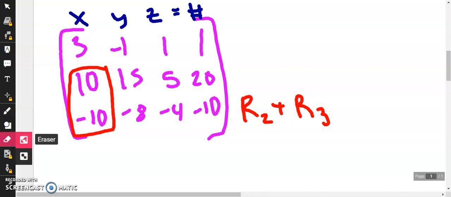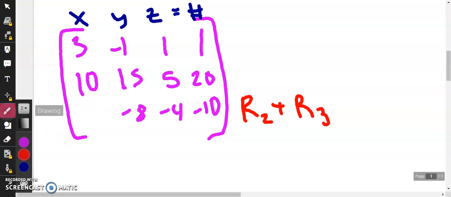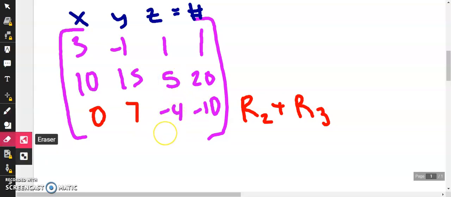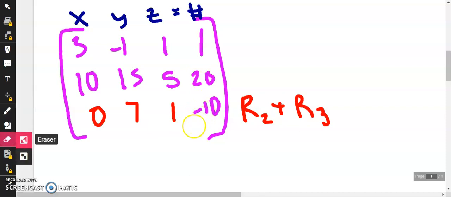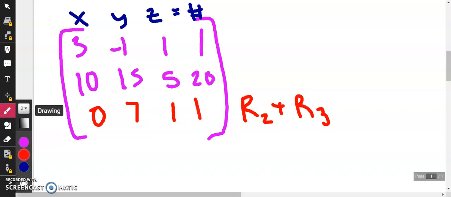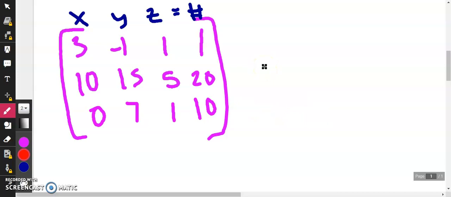Whenever I'm combining, I'll usually just want to try to do one row at a time. So I'm going to replace the bottom row with the numbers added together. 10 and negative 10 cancel out to 0. 15 minus 8 gives me 7. 5 minus 4 gives me 1. And then 20 minus 10 gives me 10. Looking at it now, my 0 here has canceled out.